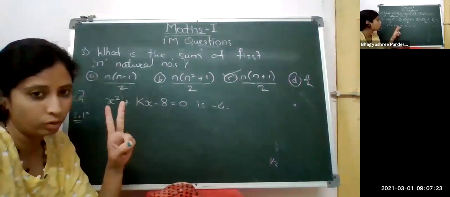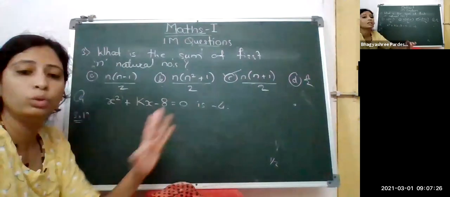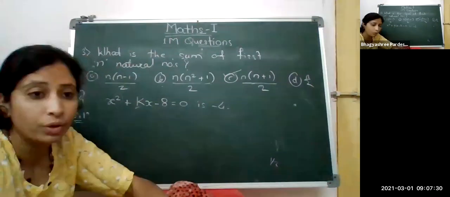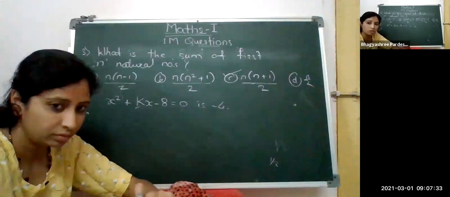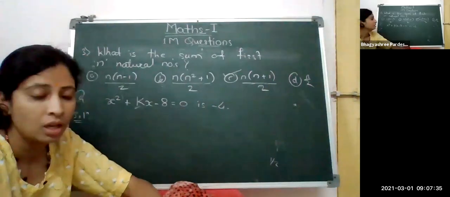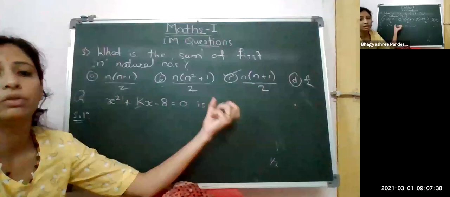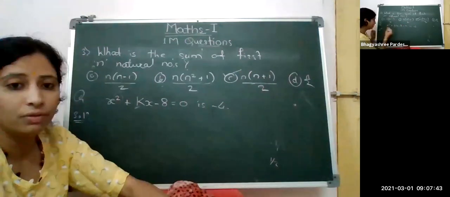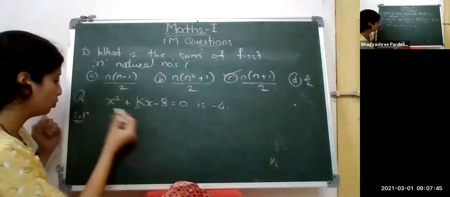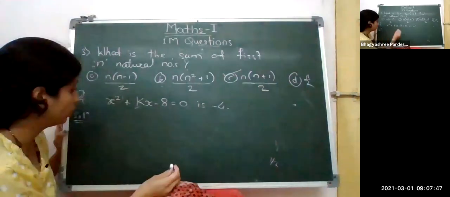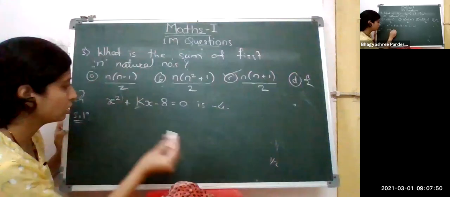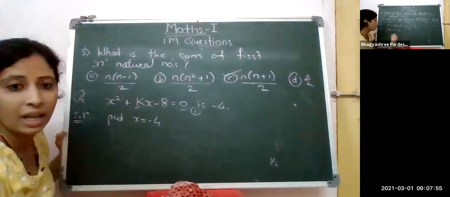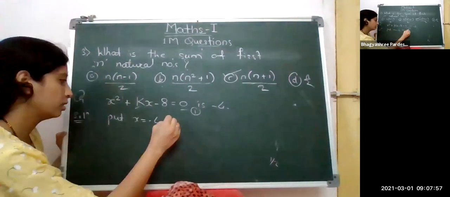So one of the roots is given to us, that is equal to -4. Roots means satisfying the equation. What we are going to do here, one value of x is given to us. So whatever value we are given, just substitute that value in the given quadratic equation, simplify that, and we will get the value. So let's do this one. Actually it was asked in the MCQ only, but we are solving this. So put x equals -4 in the given equation, which I am calling equation number 1.